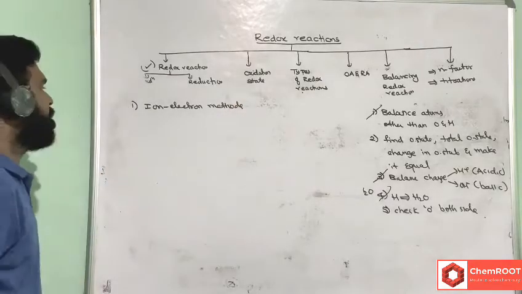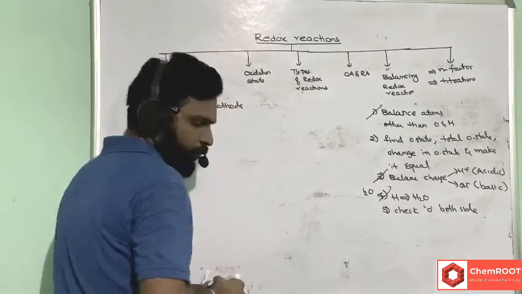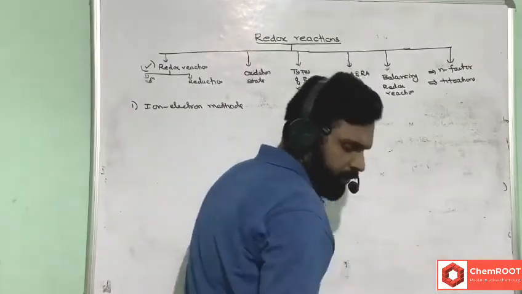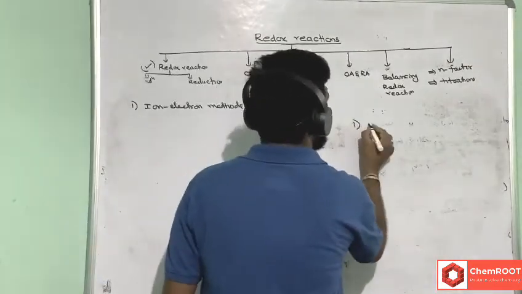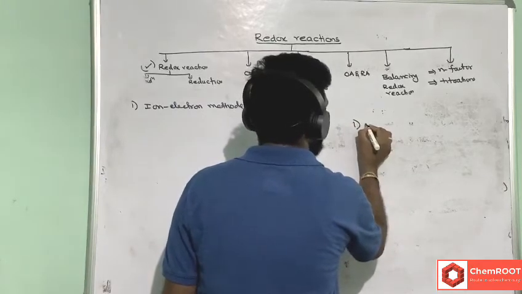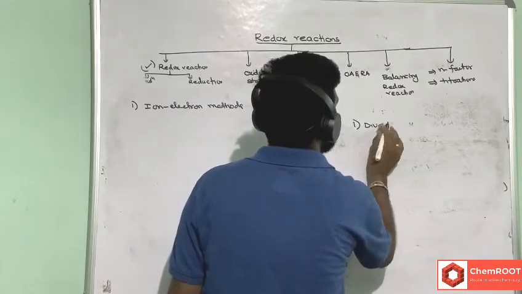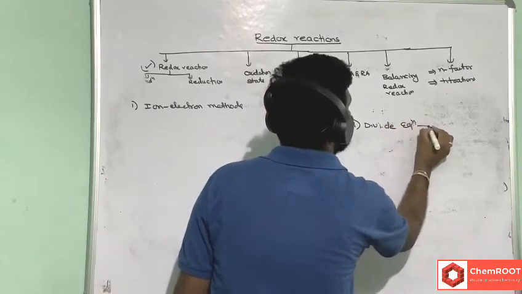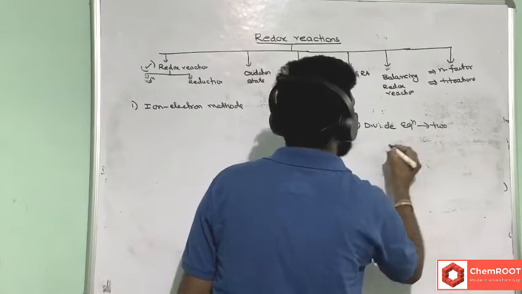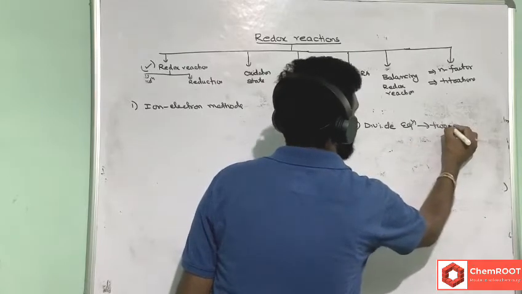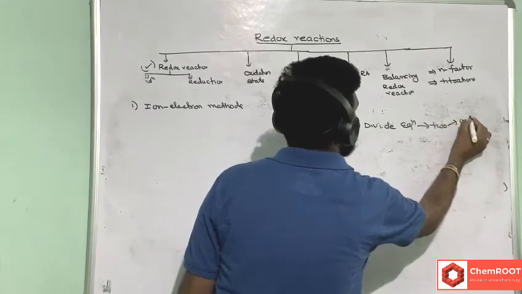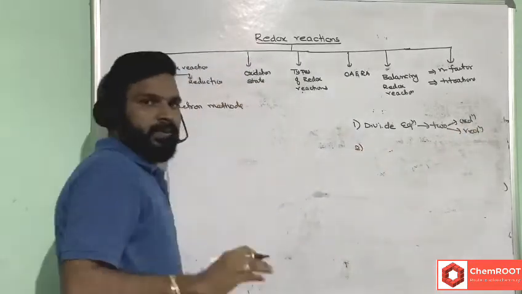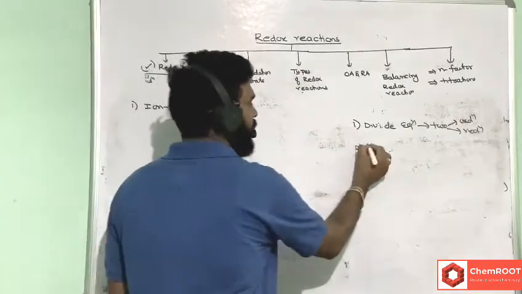So in this case, we divide the equation into two parts: the oxidation reaction and the reduction reaction. So we have to divide the equation into two steps, two reactions. One is the oxidation related, one is the reduction related. So here also steps will be involved in each reaction case.